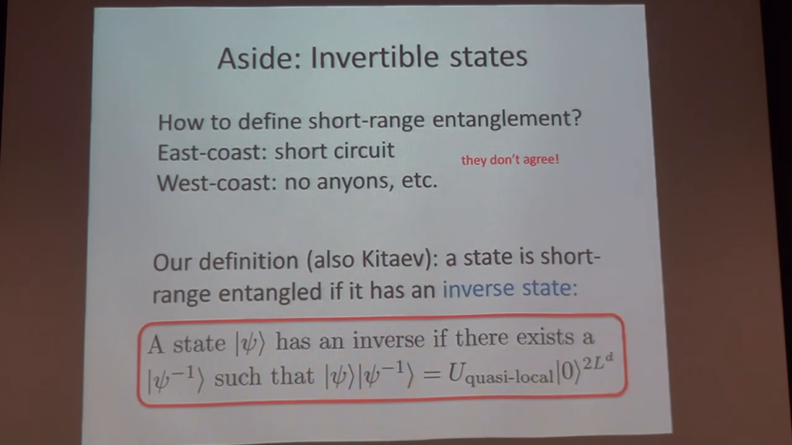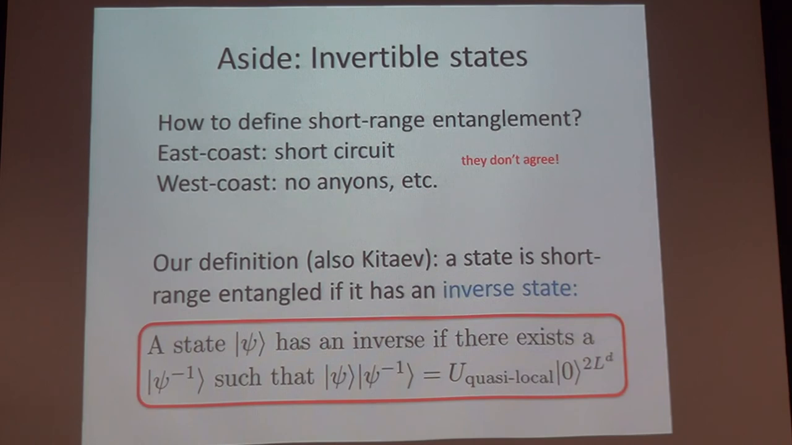So now let me wrap up today with a discussion of short-range entanglement. We've been struggling a little bit with how to define short-range entanglement. There's the East Coast definition, because Xiaoyang is on the East Coast, which says that short-range entanglement means you have a finite depth circuit that creates the state from a product state, or you have a quasi-local unitary. They're essentially equivalent. Then there's a West Coast definition, because Kitaev is on the West Coast, which says there are no anyons, no topological entropy, and so forth.